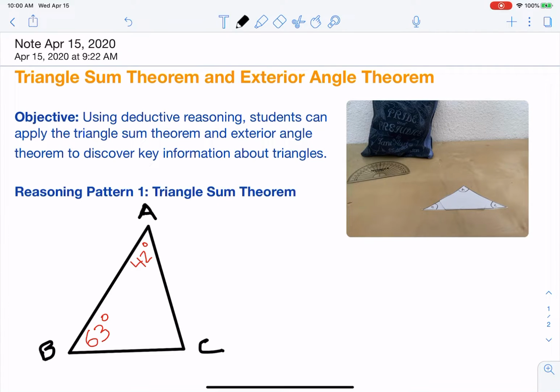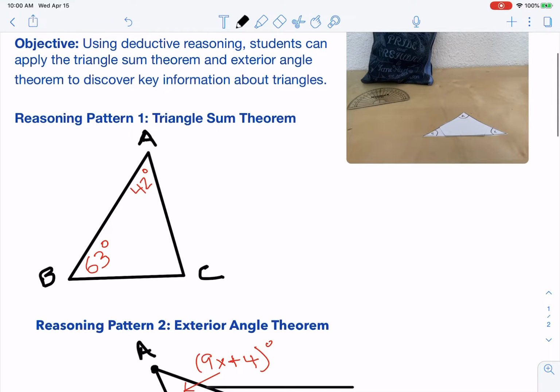Okay, so we're going to continue with deductive reasoning. And we're going to show that we can apply the triangle sum theorem today and also the exterior angle theorem to discover key information about triangles. Okay, first, the triangle sum theorem, we know that the interior angles of triangle ABC shown here are going to add up to what?